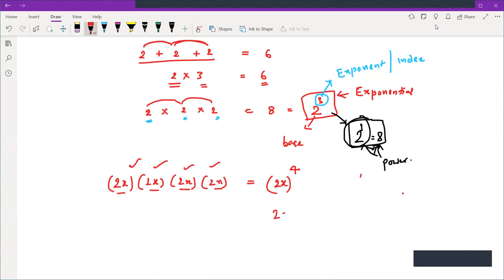If you write 2x power 4, suppose you forget the bracket, what's the meaning of this? Are these two the same or not? No. Why? Because in the first term, the power 4 is for both 2 and x. But in the second one, the power is only for x. If you want to write the expanded form, how will you expand (2x) whole to the power of 4? This is called exponential form and this is called expanded form.